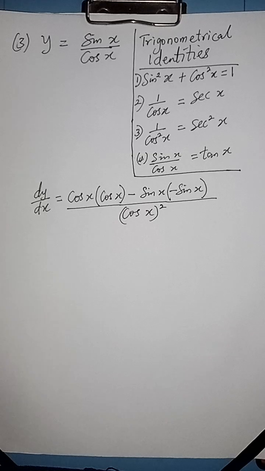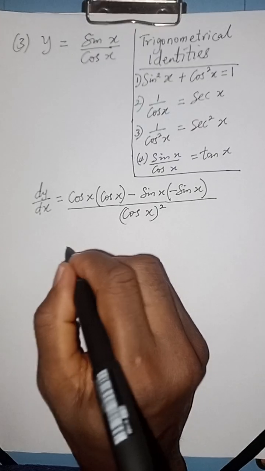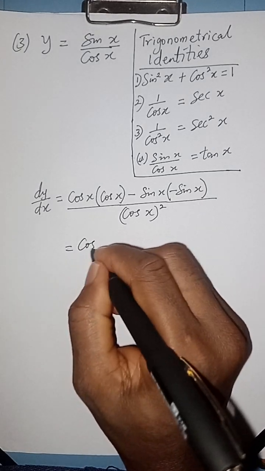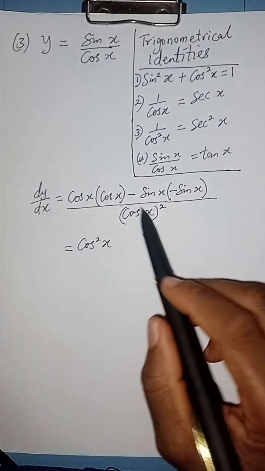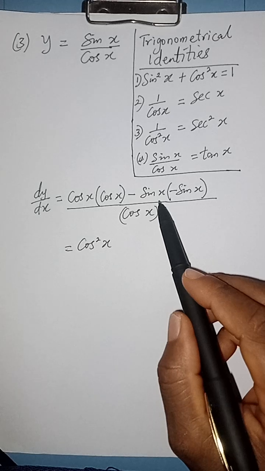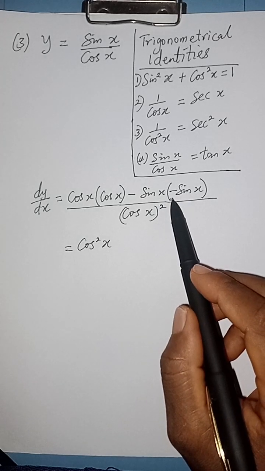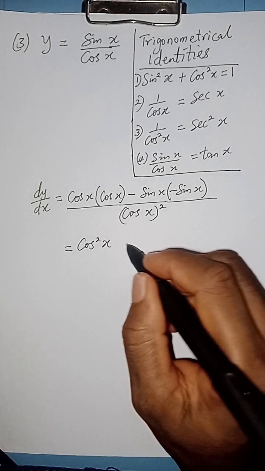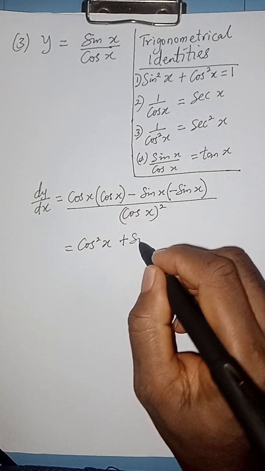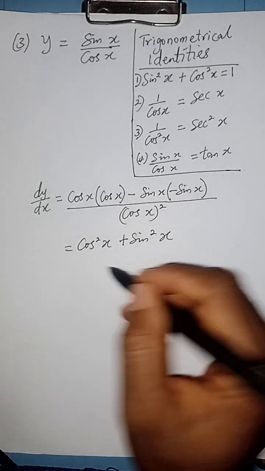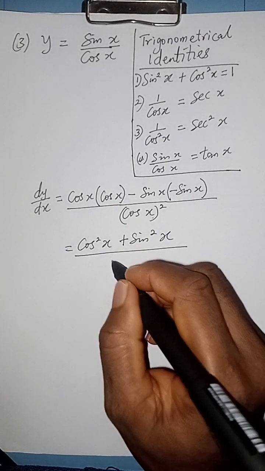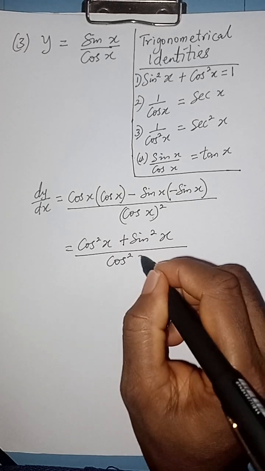If you do that, this becomes cos x times cos x is cos square x, minus sine x times, because bracket means times, minus sine x. This will give you plus sine square x. Now, what is cos x squared? It is cos square x.